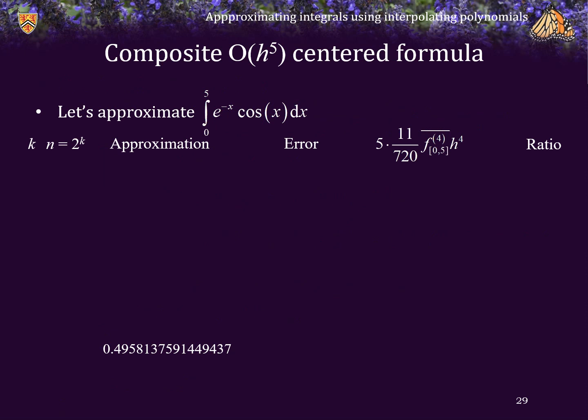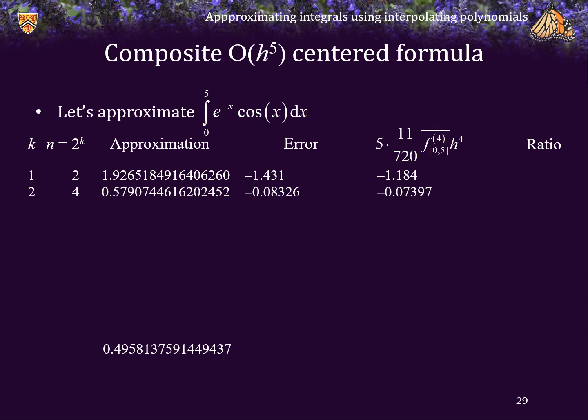So once again, let's estimate the integral from 0 to 5 of e to the negative x times cos of x with more and more subintervals, starting with only 2. Already, the approximation of the error seems to be pretty good. With 4 subintervals, the error does drop, and it's dropping by approximately a factor of 20, a little bit less. Divide h by 2 again, or double the number of points. Again, the error drops.